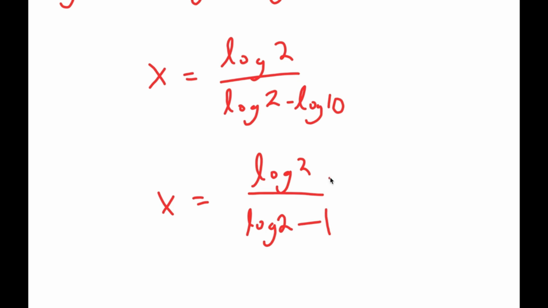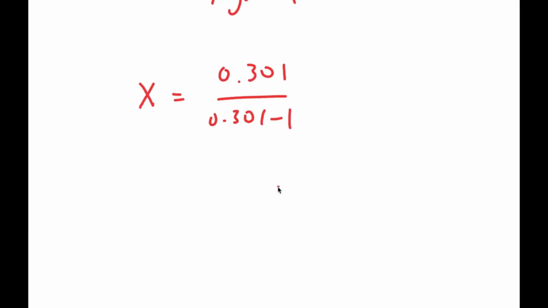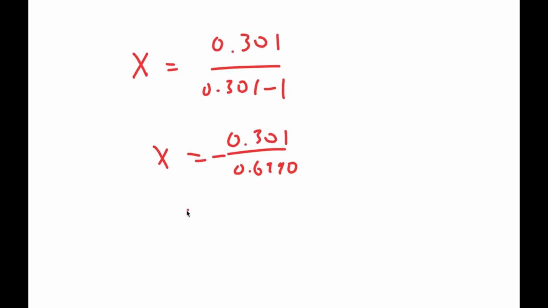And the value of log 2 is 0.301. So I get x is equal to 0.301 over 0.301 minus 1, which means that x is equal to 0.301 over 0.6990, and this is negative. So I get x is equal to negative 0.43.